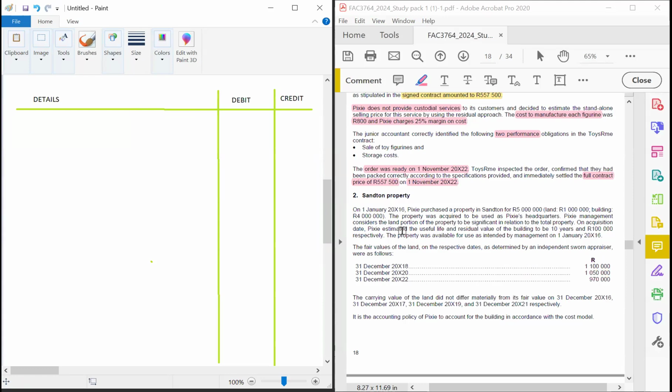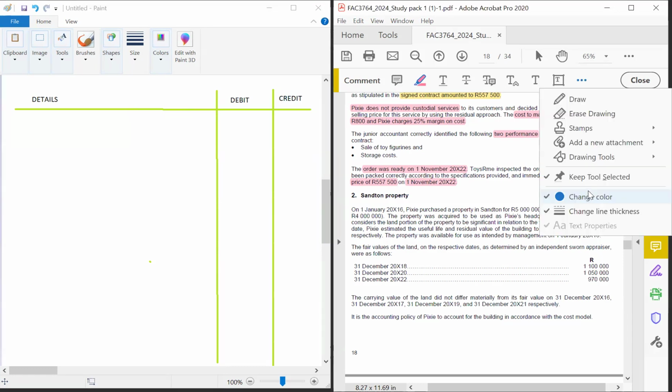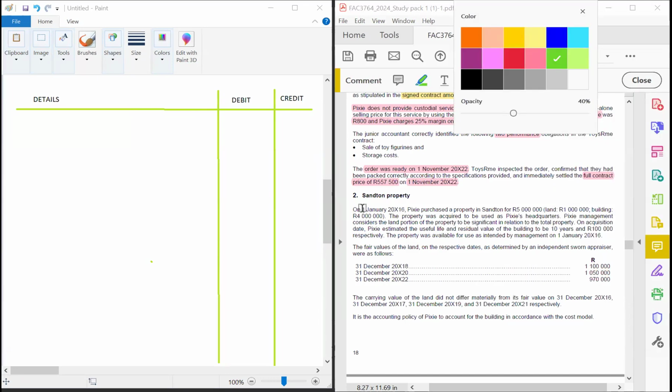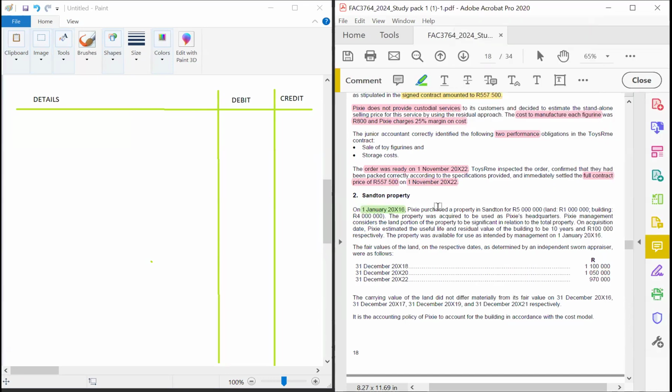Certain property. On the 1st of November 2016, Pixie purchased a property in Senton for 5,000, so not 5,000, 5 million. This 5 million consists of land of 1 million and a building of 4 million. The property was acquired to be used as Pixie's headquarters.